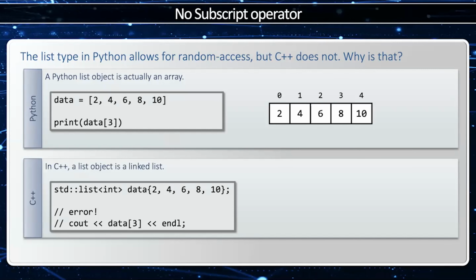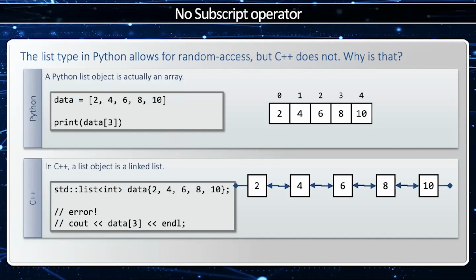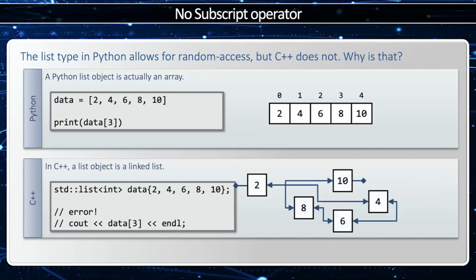So if I say std::list of data 2, 4, 6, 8, 10, I cannot say data[3]. And that's because it's a linked list. But this common representation is actually a bit misleading, because the elements can be at really any location in memory, and there's no guarantee that they are in continuous slots in memory. So let's write some code to see how this will play out.